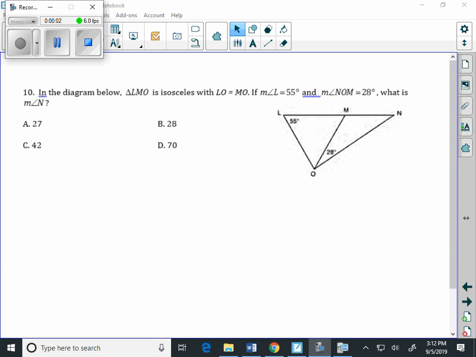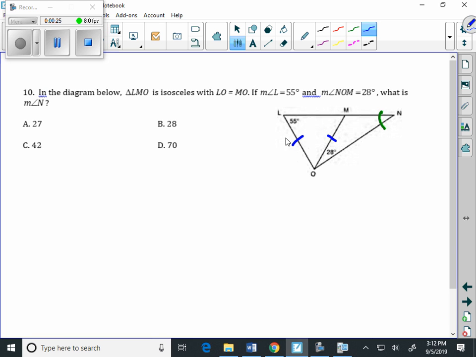In the diagram below, triangle LMO is isosceles, with LO equaling MO, and the measure of angle NOM equals 28 degrees, and the measure of angle L equals 55 degrees. What is the measure of angle N? We want to find the measure of this angle right here.